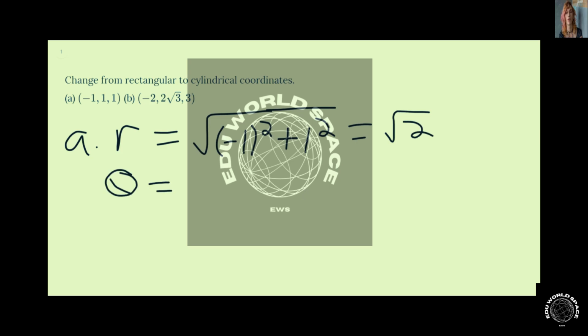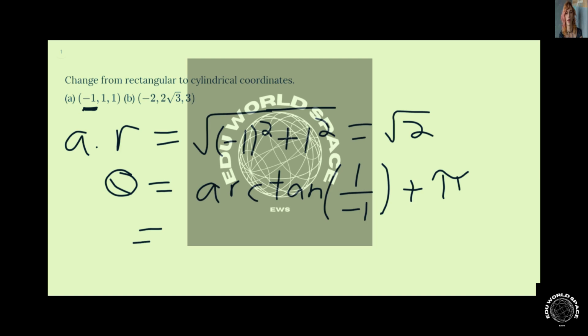And then to find theta, we do arctan of the y component divided by the x component. And this would be all we would have to do if the x component was positive. But since the x component's negative, we have to add on pi here, because arctan is always going to provide an angle where the x component is going to be positive. So if we have a negative x component, then we account for that by adding on this pi at the end. So this is going to give us minus pi over 4 plus pi as our angle.